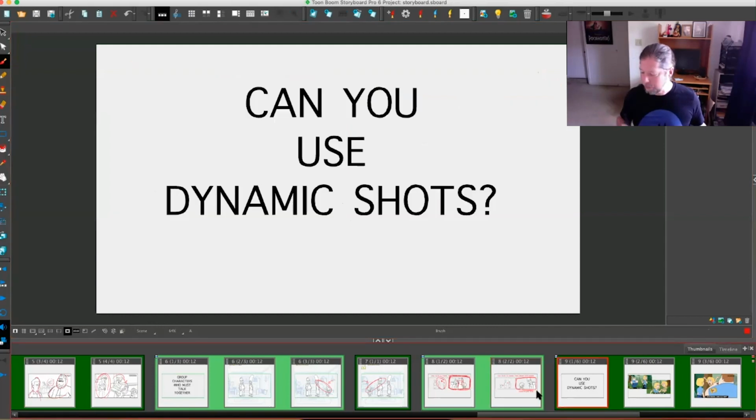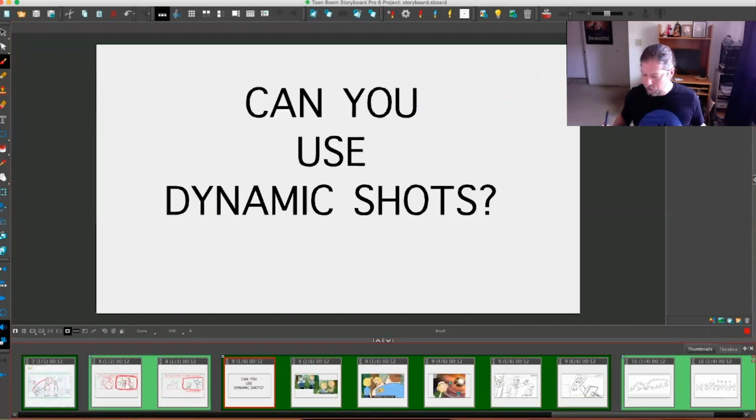And last of my three aspects is, can you use dynamic shots? Now, I know I told you about how flat and stage-like we want to set up for primetime sitcoms.